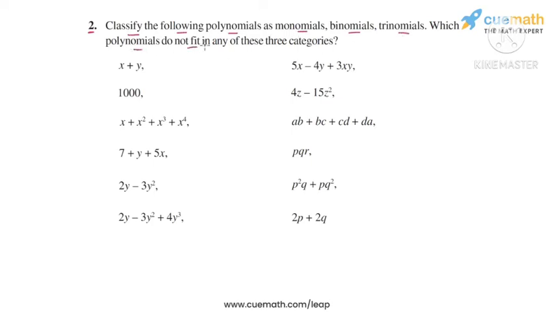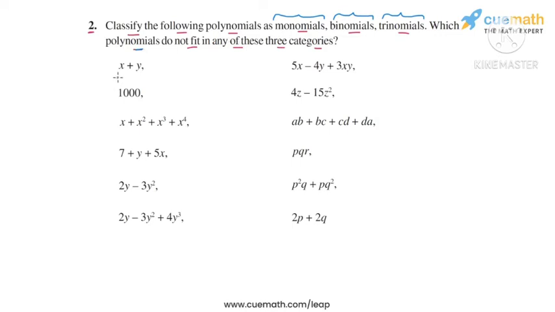Which polynomials do not fit in any of these three categories? So let's first talk about what these three terms mean: monomials, binomials and trinomials. Monomials are expressions with only one term, binomials are expressions with two terms, and trinomials are expressions with three terms. So we simply have to check which of these expressions have 1, 2 or 3 terms, and which of these expressions have more than 3 terms. Those will be polynomials that do not fit in any of these three categories.